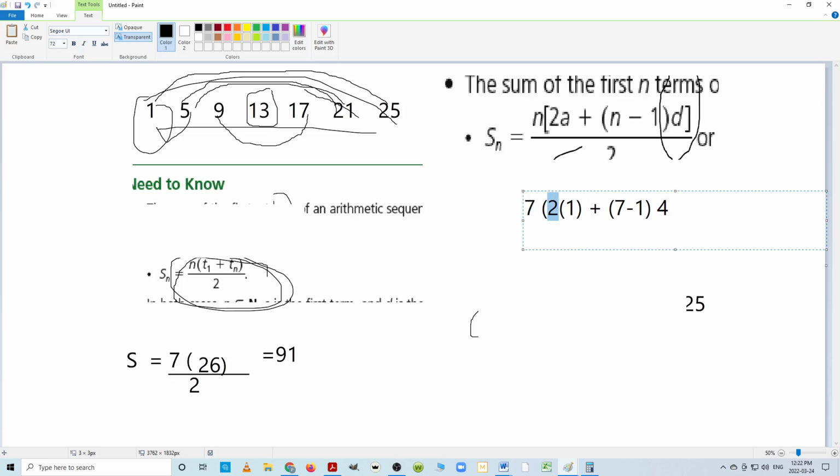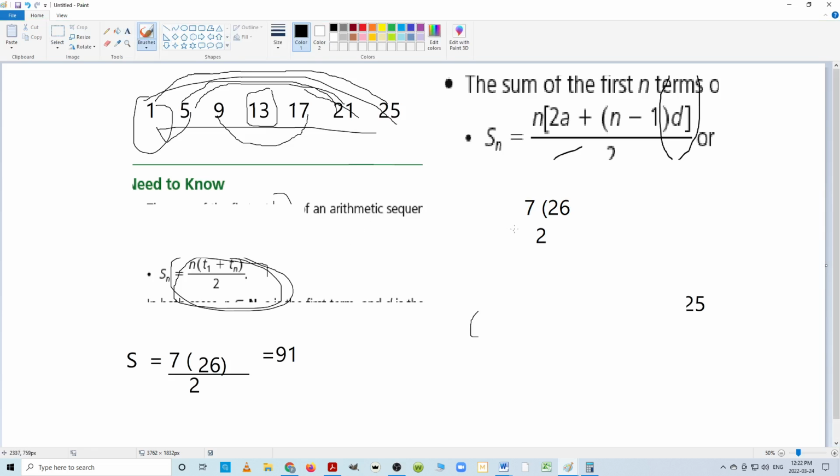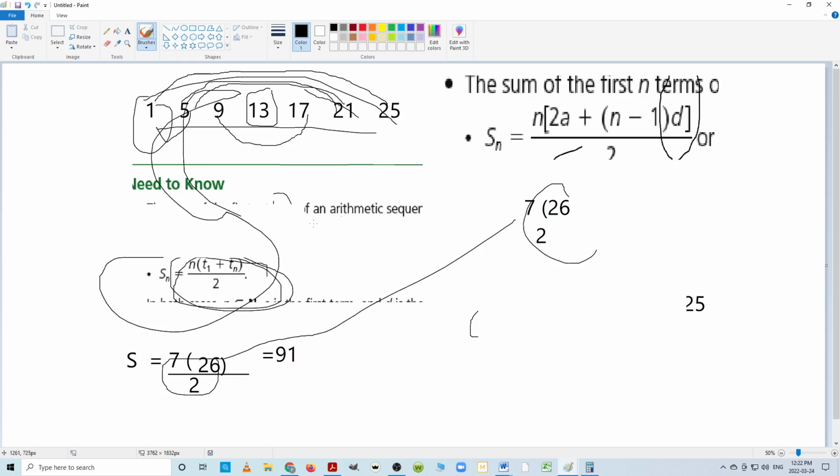And notice I got to resolve the brackets first, so I got 2 here plus 6 times 4. 6 times 4 is 24, so I get 26. Kind of what the first and last term add up to, isn't it? Then I have to multiply by the number of terms and divide by 2. Notice that this is the same formula as right here, so I don't need to come up with it. They're connected. But notice the similarity right there of how to find the sequence.